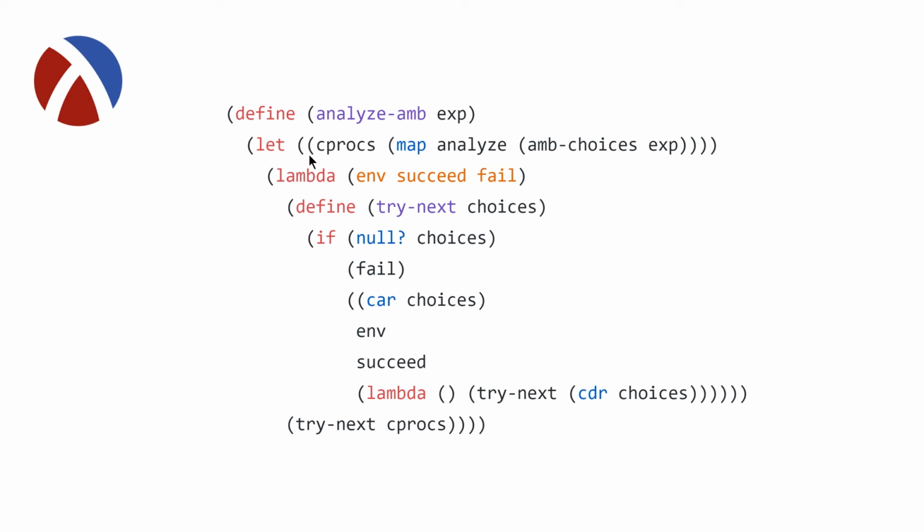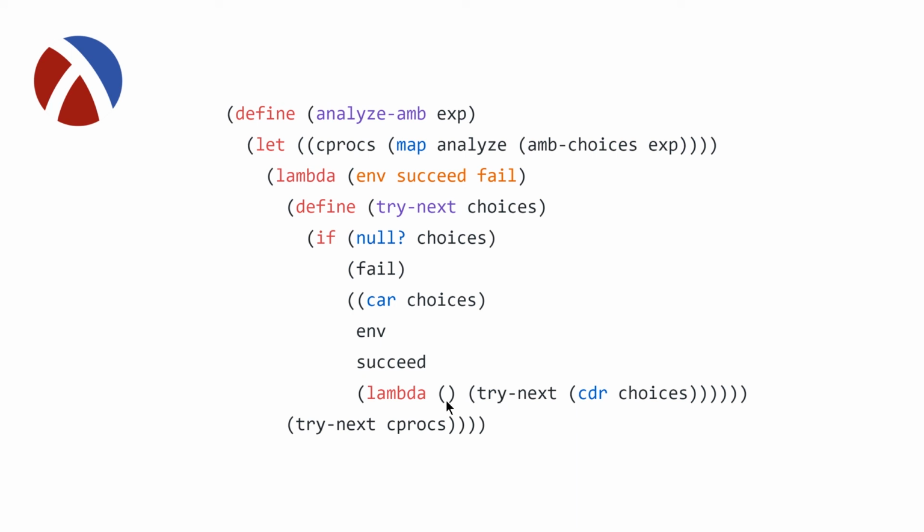So here we have a let expression, cprox, which is basically just dropping the AMB from our tagged expression that has AMB as the first element of the list, and then we're mapping analyze over these. And then we're going to pass this to try-next, which is defined internally inside this lambda. And you can see inside here, in the cases where we don't have any choices, we end up failing. Car choices is going to return a procedure, which is then going to take env, succeed, and this failure lambda as the arguments.